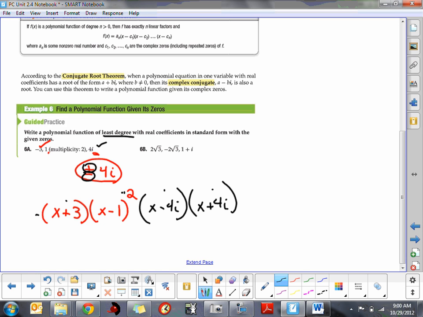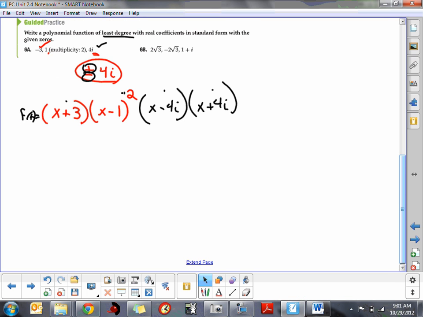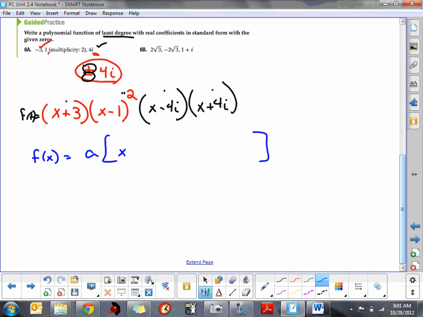We want to write it as f of x. And I didn't leave myself enough room, so I'm going to have to rewrite it. The only other thing that we have to worry about is the vertical stretch or shrink. And here's what they do with it. f of x equals a, which we've been using to represent a vertical stretch or shrink, and the rest of this is all the factors that we've created: x plus 3 times x minus 1 squared times x minus 4i times x plus 4i.